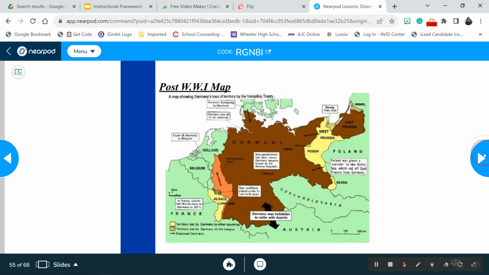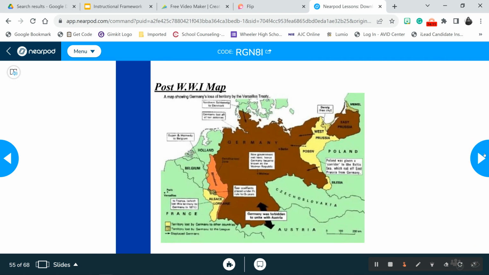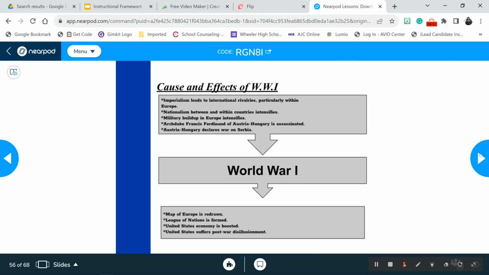All right, so this is a post-World War I map. These are where all your boundaries are, called the main effects of the World War. Everything is now redrawn. League of Nations is formed, but not officially.